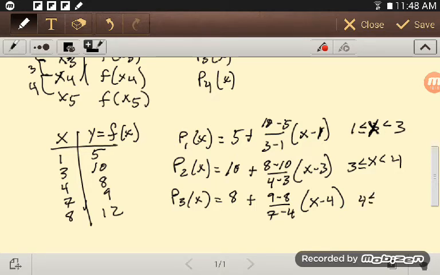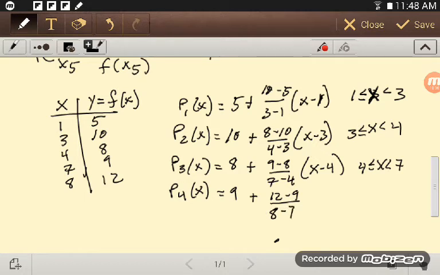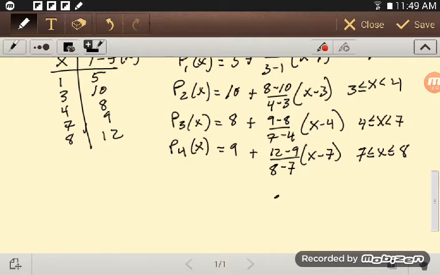And so that's 4 less than or equal to x less than 7. And then finally, P4 of x is equal to 9 plus (12 minus 9) over (8 minus 7) times x minus 7. And that's from 7 to 8, and I'll put an equality on that last 8. And so now I could write this as a single function if I want. So P of x equals.